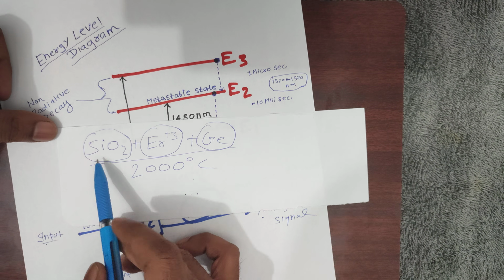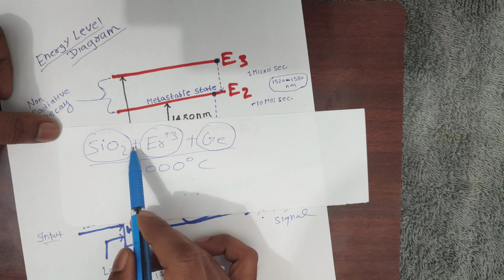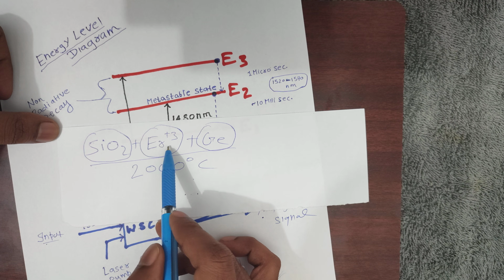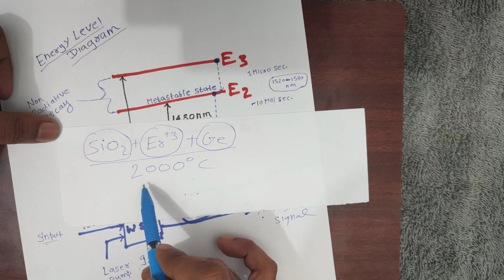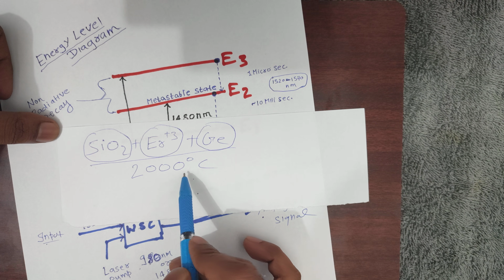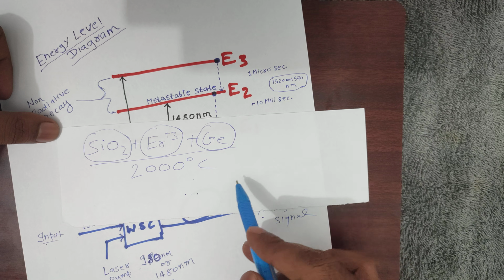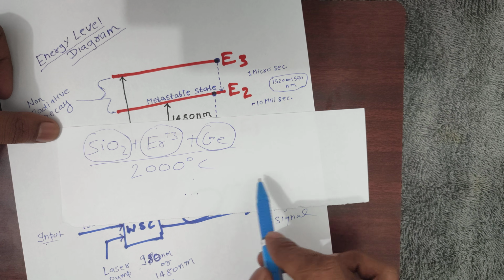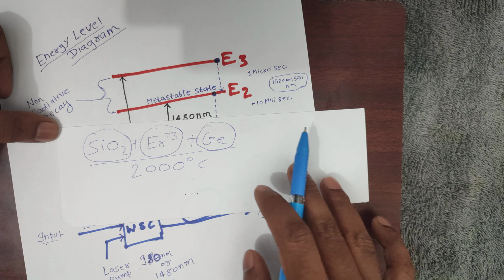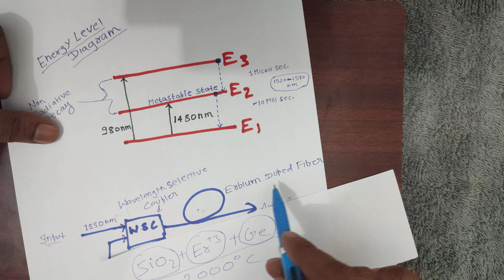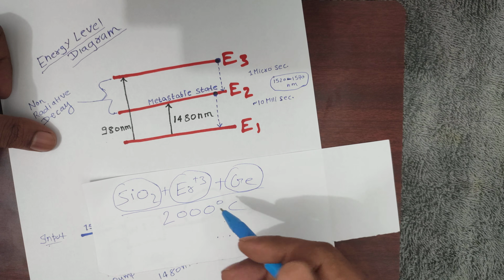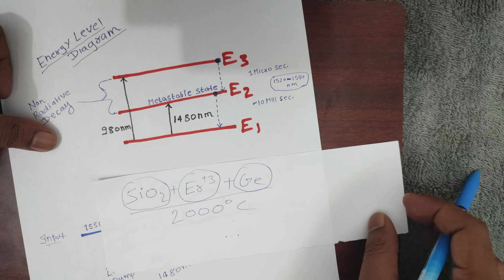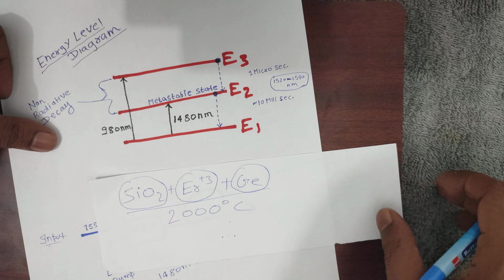See, this is the simple silica fiber, and this is erbium ions, and this is germanium. These all are combined and heated at 2000 degrees Celsius. In this way we are getting the erbium doped fiber. This germanium we are adding to increase the refractive index of the fiber. So this is the overall idea I am giving.